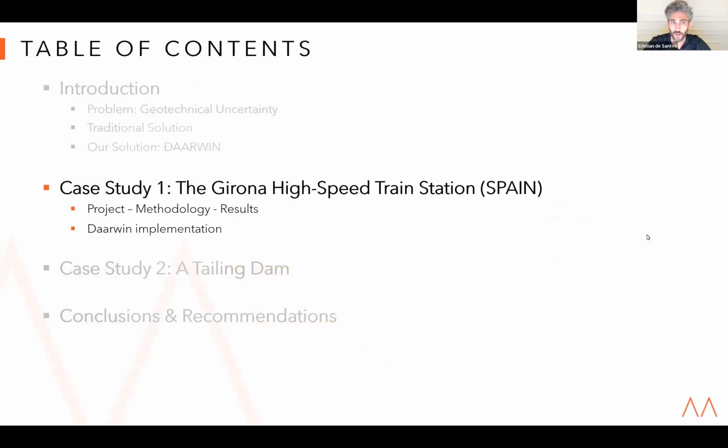Well, that's an overview of geotechnical uncertainty, how geotechnical uncertainty affects our projects, and how back analysis can help us to actually reduce geotechnical uncertainty, and then how Darwin can allow us to automate the process of doing a back analysis. Now I will present the first case study, which is the Girona high-speed train station here in Spain.